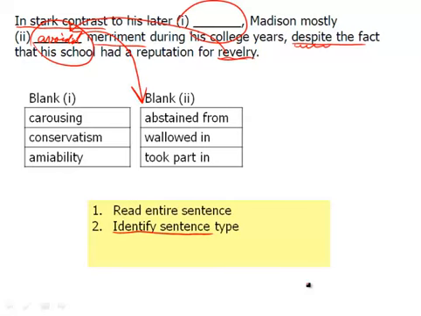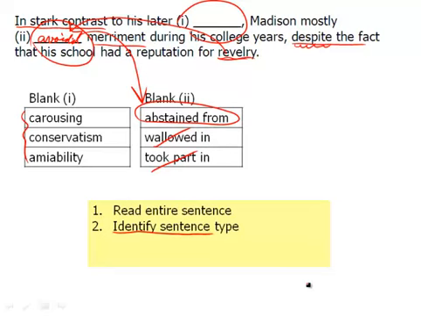And again, we need a synonym for avoid. And it's definitely not took part in. Think of wallow. You wallow in your misery. You wallow in your grief. You get deeply involved in something. That doesn't really work because we're going for the opposite. You're avoiding it altogether. And that's what the word abstain means. And now, again, we can deal with the first blank. The importance here being you do not need to deal with the first blank always first.